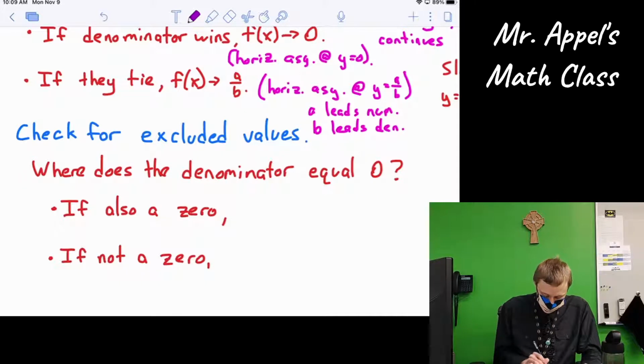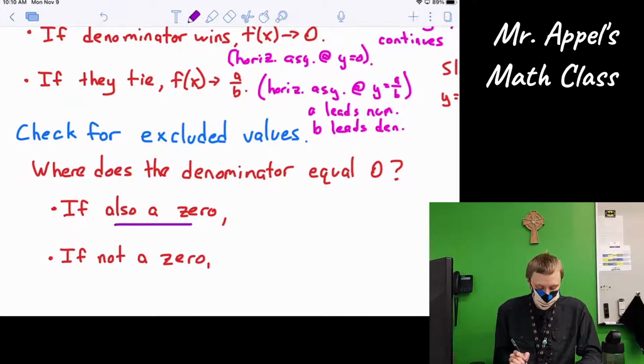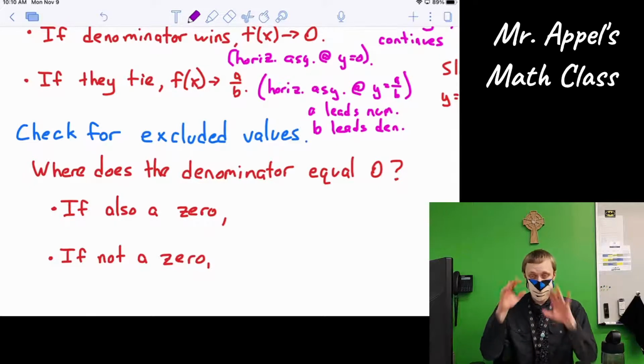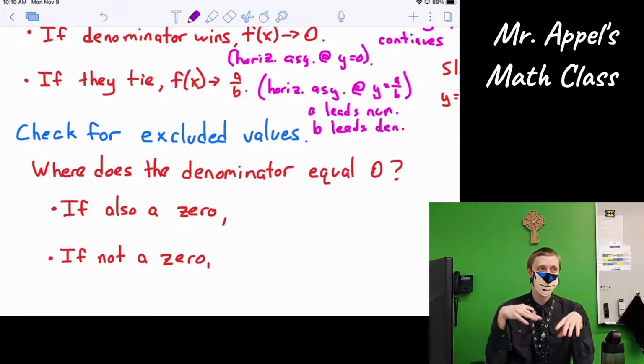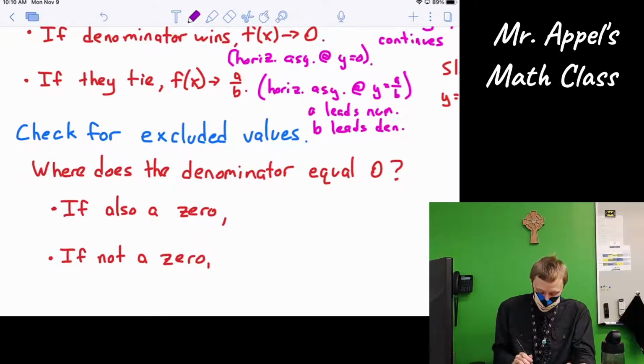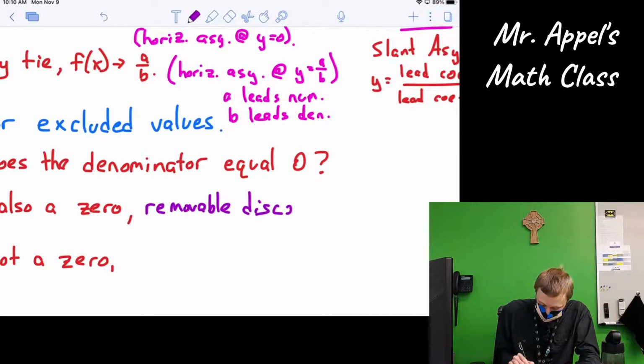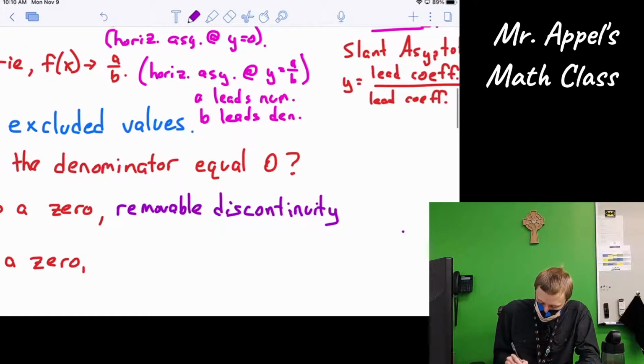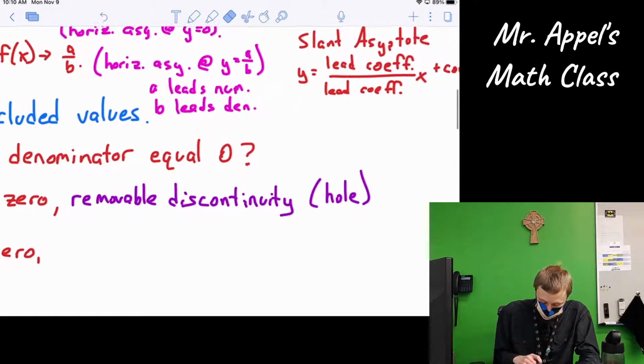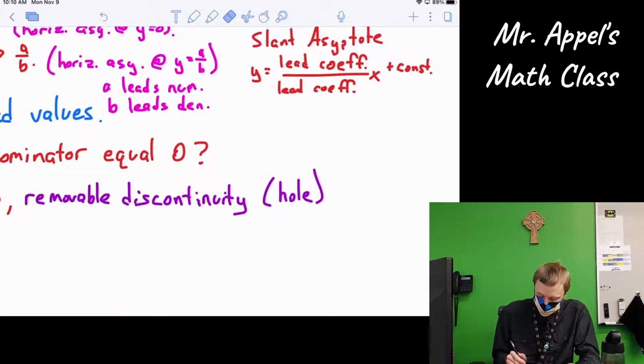If your excluded value is also a 0, that is to say, it is a factor or it causes the numerator and the denominator to equal 0, then it is a removable discontinuity, which is fancy talk for a hole. Why is it called removable?